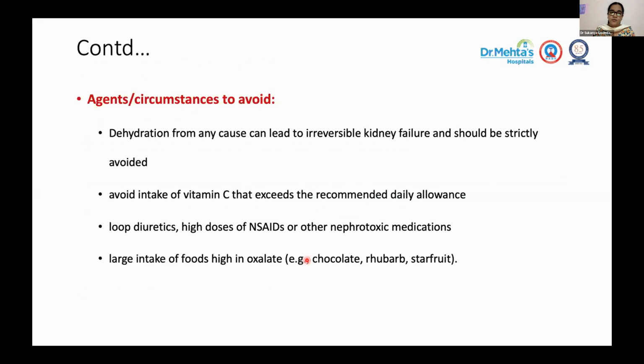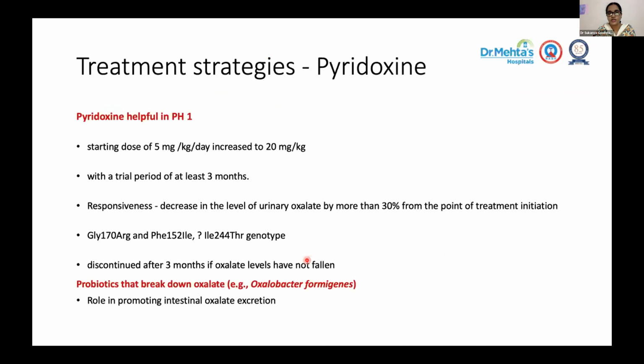Regardless of the GFR, all these patients should be advised to avoid dehydration from any cause, which could lead to irreversible kidney failure, and avoid an intake of vitamin C that exceeds the RDA, which can promote oxalosis. Loop diuretics, NSAIDs, and other nephrotoxic agents, and large intake of foods high in oxalate should be avoided in all these patients. The other conservative treatment strategy would be pyridoxine. I've already discussed pyridoxine's role and how it helps. So pyridoxine responsiveness should be tested in almost all patients, regardless of genetic testing and the variant that you get.